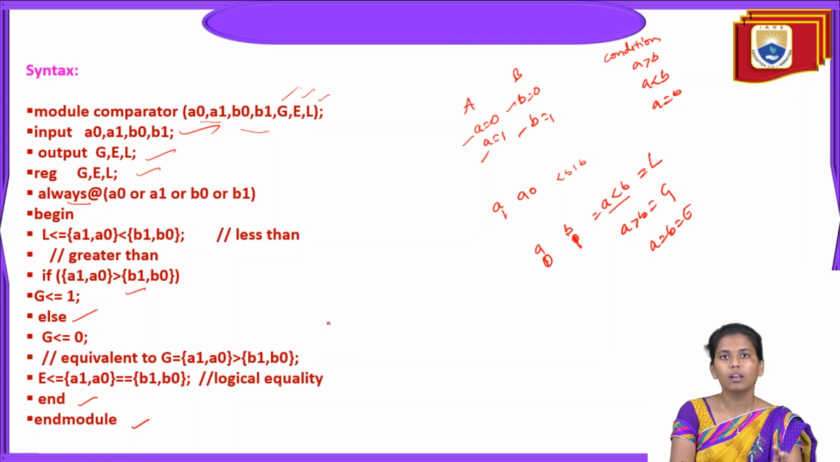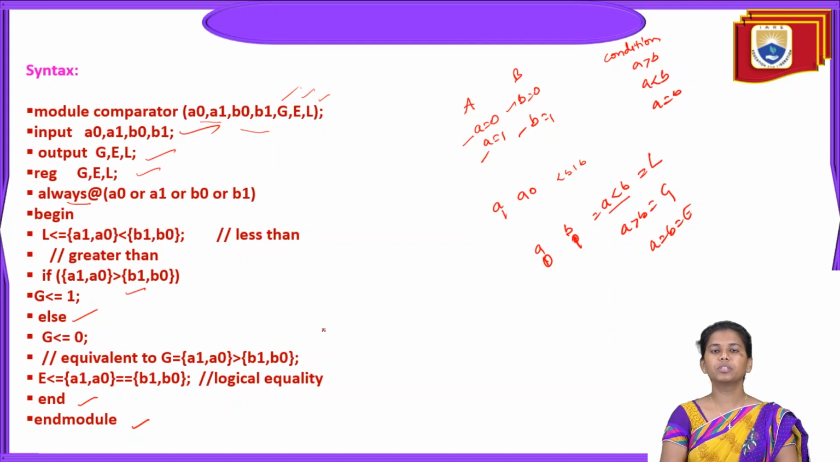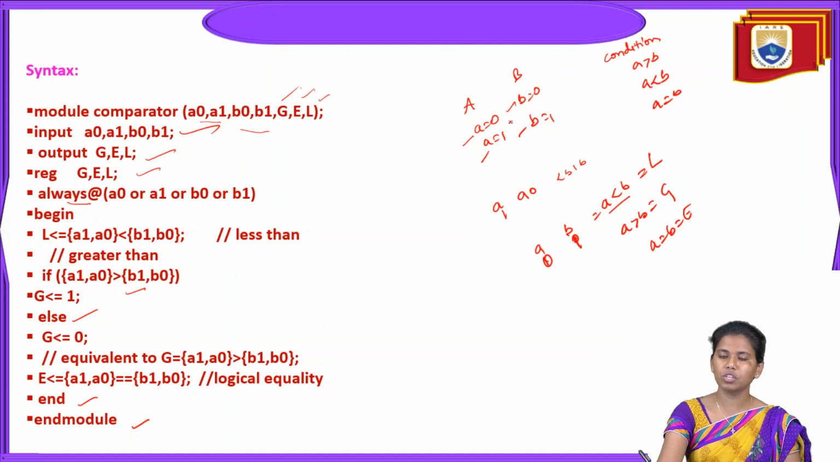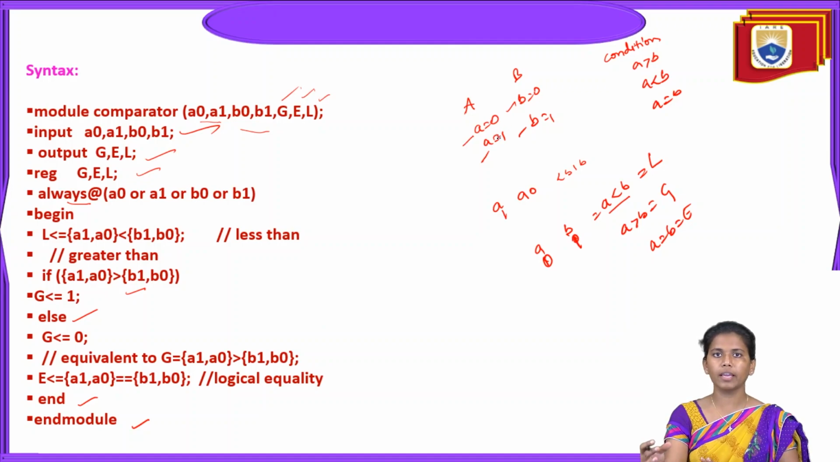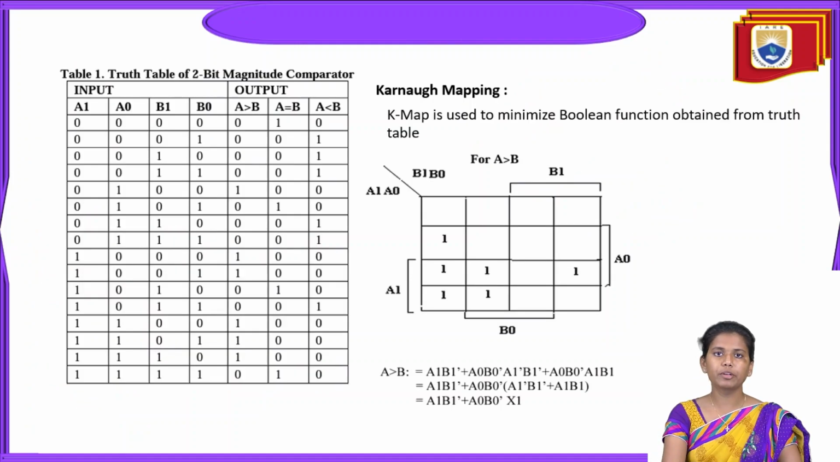Okay. So here we are achieving logic equality, and sometimes based on the inputs, logic greater than and logic less than also. So this is the syntax where we can compare the two inputs in terms of A as 0 and A as 1, B as 0 and B as 1. And now coming to the truth table.